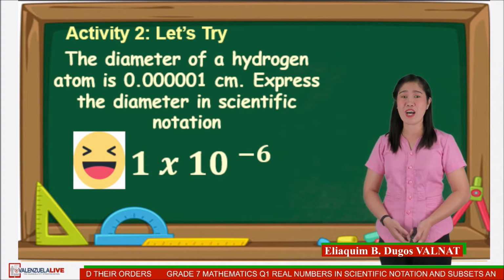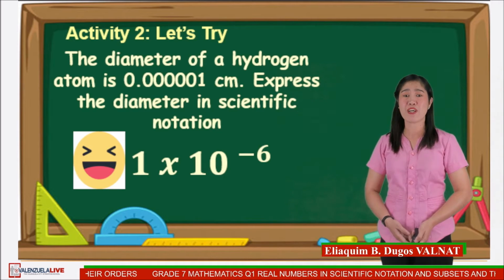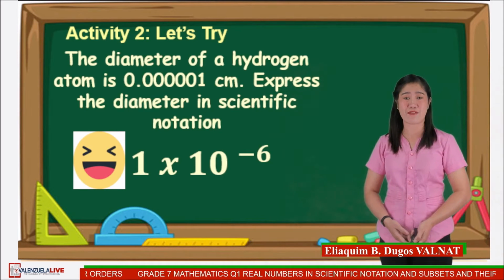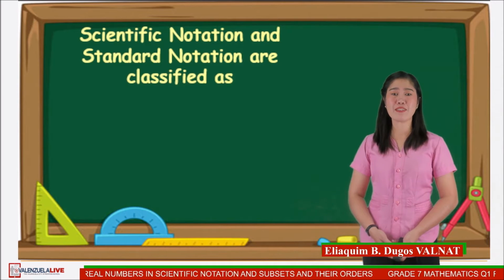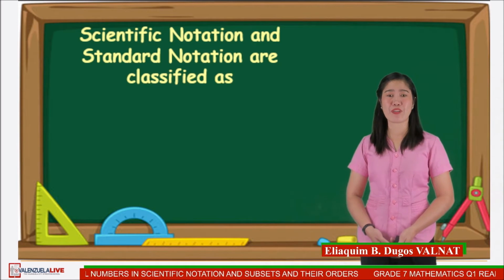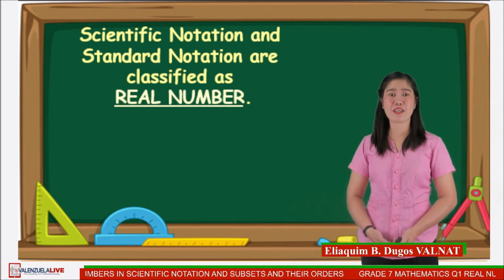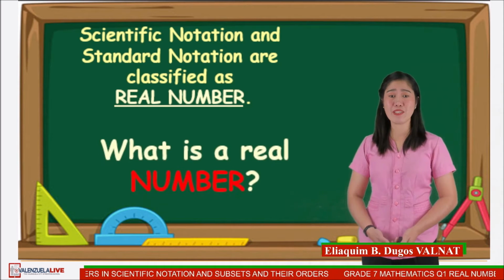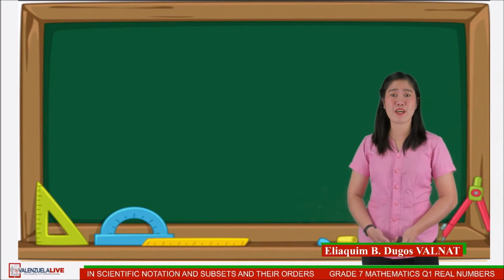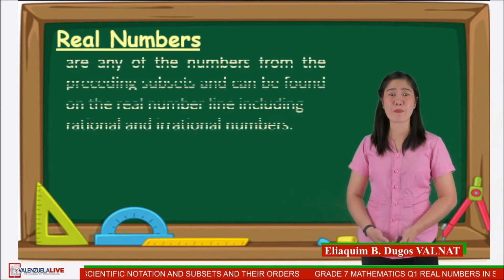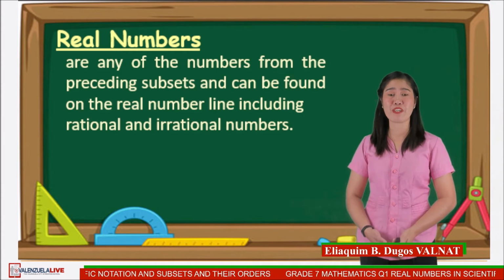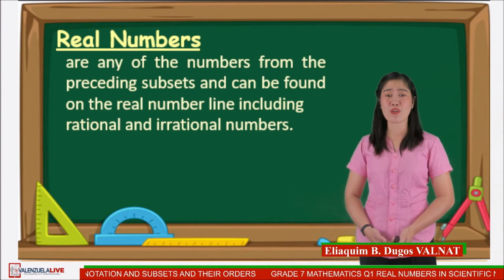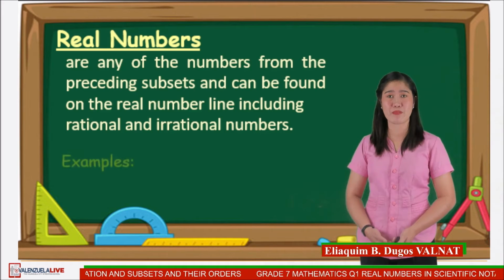You already know how to write scientific notation to standard notation and vice versa. Scientific notation and standard notation are classified as real numbers. But what is a real number? Real numbers are any of the numbers from the preceding subsets and can be found on the real number line, including rational and irrational numbers.